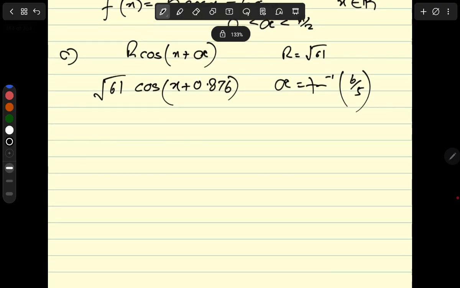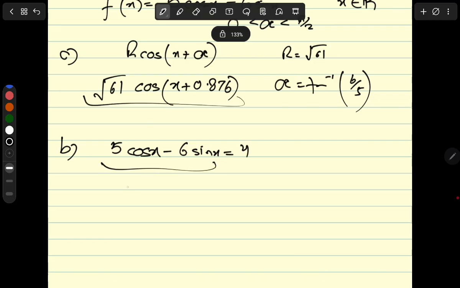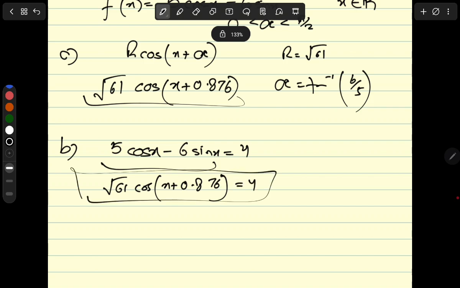Now, in part B, if you had to solve the equation 5 cos x minus 6 sin x equal to 4, you first convert this into root 61 cos(x plus 0.876) is equal to 4, divide, and then you solve this entire thing. Then you are going to have two solutions, because this is positive, this is cos. So in the first quadrant and in the second quadrant, we'll do the solutions in our next lesson on Friday.